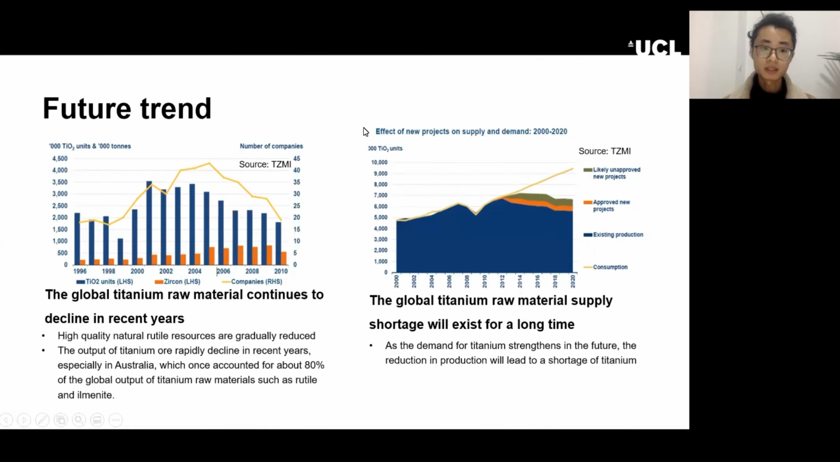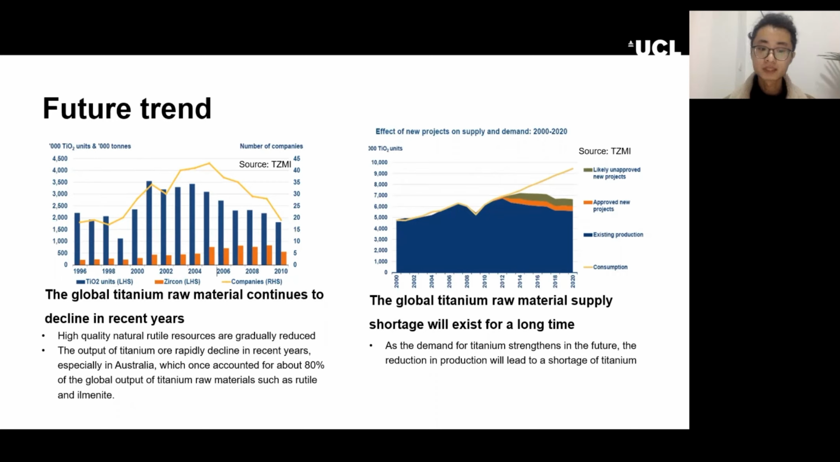The next part is the conclusion. The first is the future trends of titanium. The two charts are sourced from TZMI. From the left chart, we can see the global titanium raw material supply continues to decline in recent years. The reason is that high quality natural rutile resources are gradually being reduced.